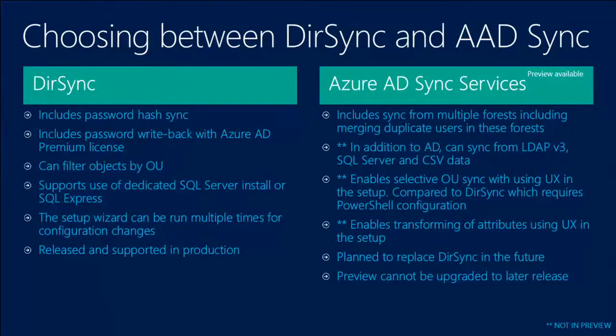It does have one very attractive feature right out of the gate, which is that it can synchronize from multiple on-premises forests. So if you have a directory with multiple forests, this is a tool you might want to look at. It has one gap compared to DirSync right now, in that it does not have password hash sync. However, because it is not released and not supported in production, we recommend DirSync at this time.